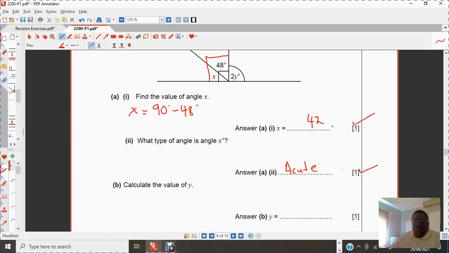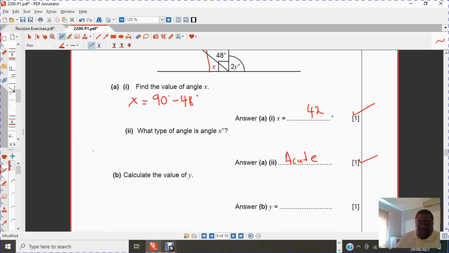How do you find the value of y? Well, 2y should equal 90 degrees as well, because that is also 90 degrees there, since the whole thing is on a straight line of 180. So y will be half of 90, which is 45 degrees.